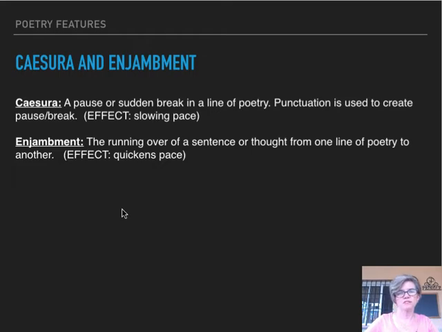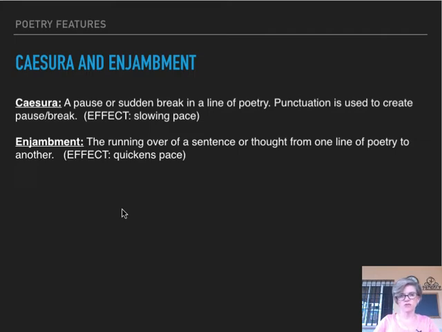But what happens is, when we see a piece of punctuation that's breaking up a single line of poetry, in the middle or before the end, we call that caesura. And the effect is it slows the pace of the line down.